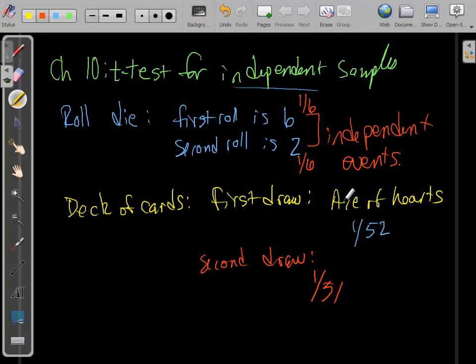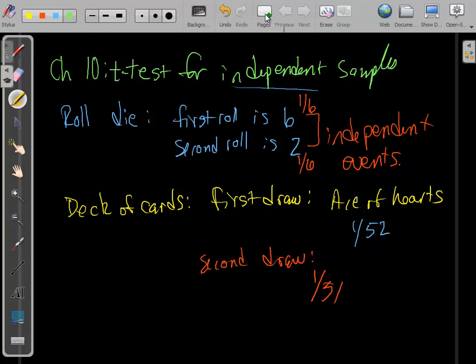In other words, if one ace is gone, then I can only pull 3 aces now, and I've selected a heart, so that means there's only 12 out of 13, and that influences how we come up with this number. This is an example of two things that aren't independent. Knowing what happens in the first draw definitely influences what's going to happen on the second draw. So for this t-test for independent samples, we're looking at two samples that don't influence one another.